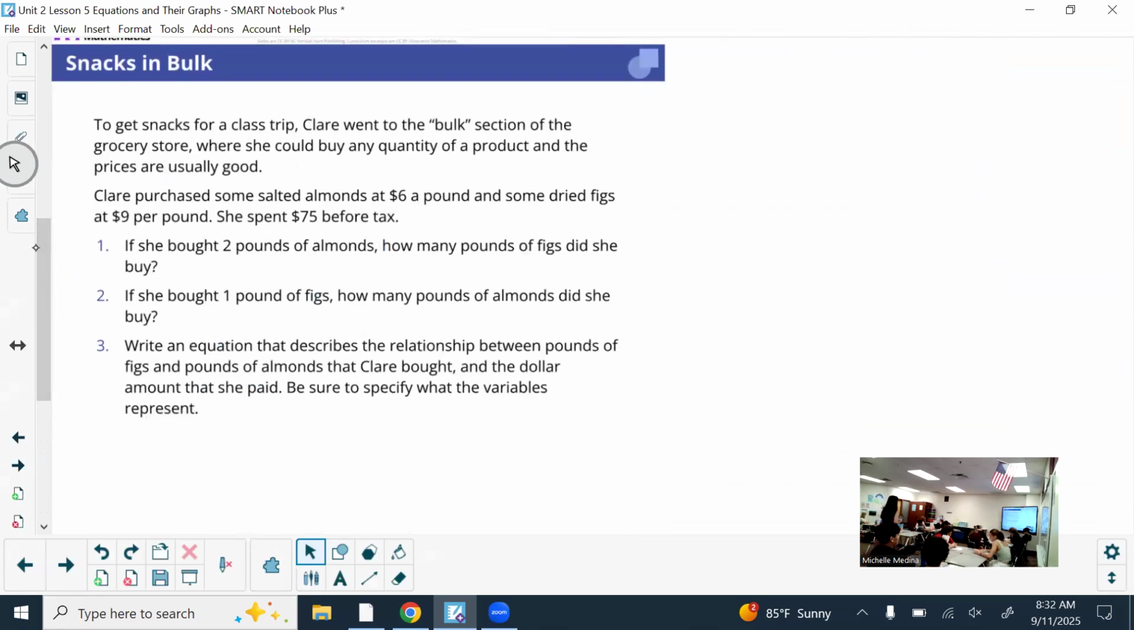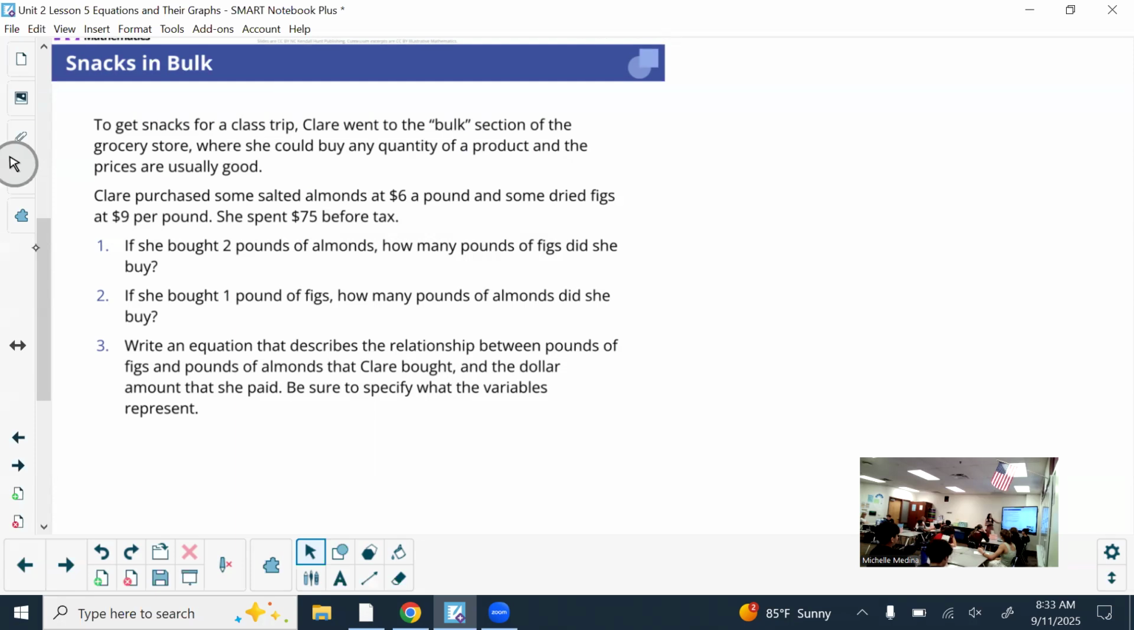All right, so first situation today. To get snacks for a class trip, Claire went to the bulk section of the grocery store where she could buy any quantity of a product and the prices are usually good. Claire purchased some salted almonds at $6 a pound and some dried figs at $9 per pound. She spent $75 before tax.